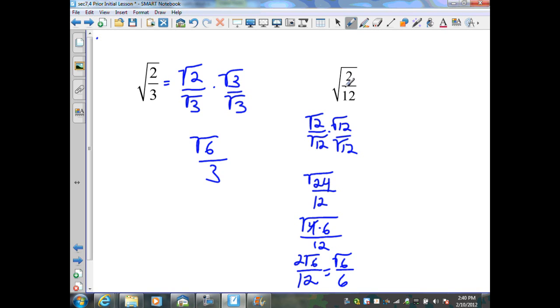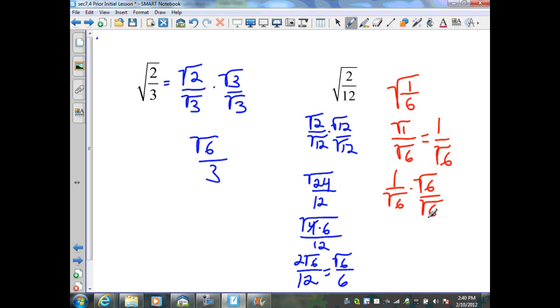What I can do is, since these are both inside the radical, I can simplify this into a fraction of 2 over 12, which would be the square root of 1 over 6. Then that would be the square root of 1 over the square root of 6. In other words, this would be the square root of 1 is 1 over the square root of 6. Then I could just rationalize 1 over the square root of 6, multiply the top and bottom by the square root of 6. That gives me the square root of 6 over 6. Again, I'll get the same solution. You just have to determine which way you would like to perform this operation.